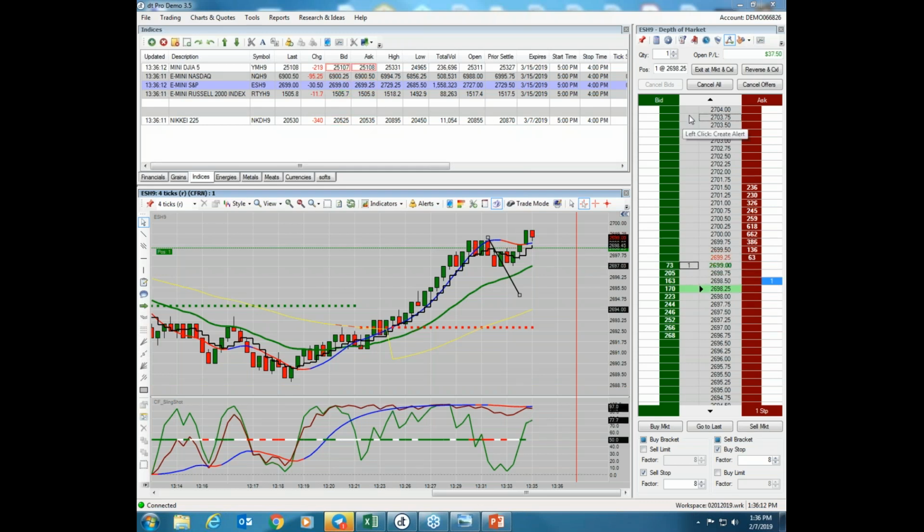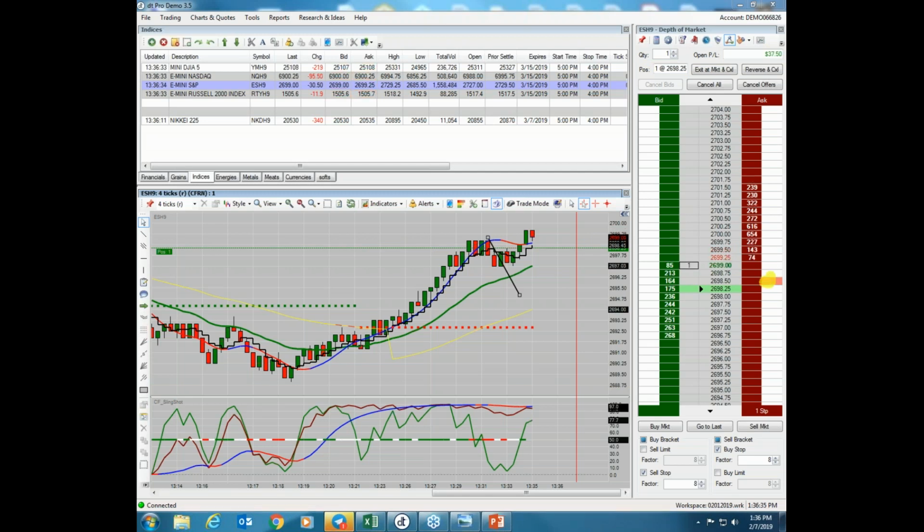If you're not sure, this will tell you you're long. Your P&L's moving. There's another place where it tells you you're long. It also tells you long on the chart. Several places where it tells you you are long this market. And that's your stop right here.